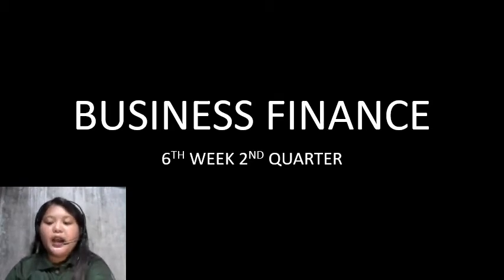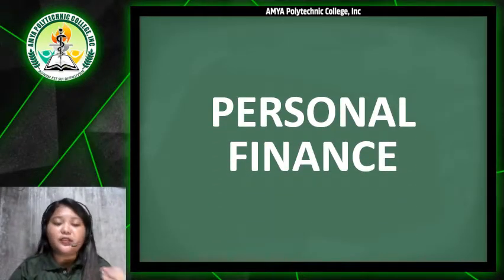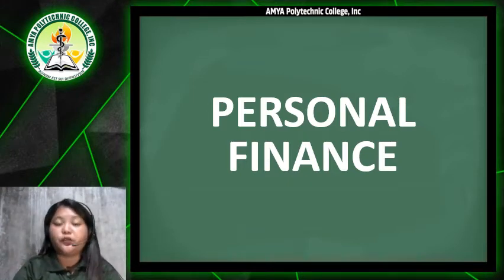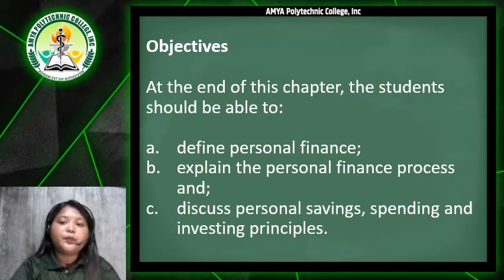Our lesson for today is all about personal finance. By the way, this topic will be our last lesson for the second quarter or the first semester. Before we proceed, let me first read the objectives. At the end of this chapter, the students should be able to: A. Define personal finance. B. Explain the personal finance process. And C. Discuss personal savings, spending, and investing principles.